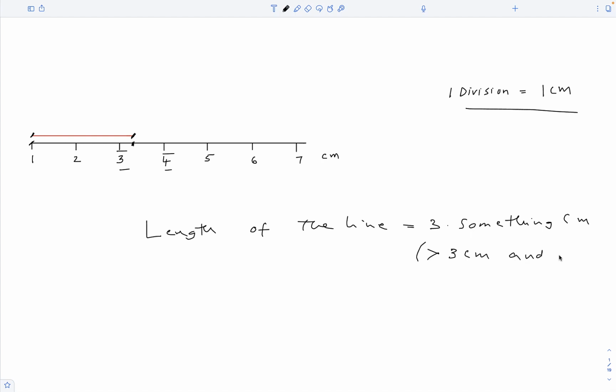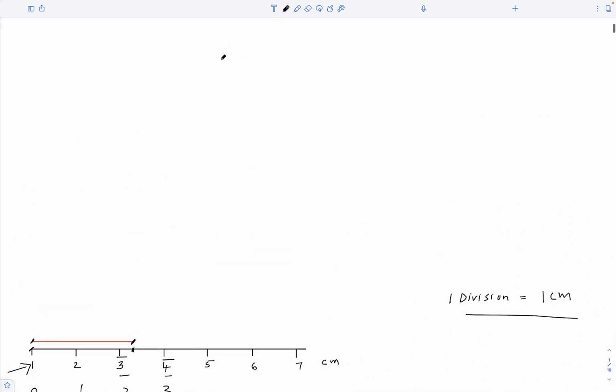But if you observed this scale carefully, you would understand that this measurement is wrong, because the numbering on the scale must start with a 0, but it has started with a 1. So the actual length of the line is between 2 and 3 centimeters, or it is 2 dot something centimeters. So because of this wrong numbering on this scale, the measurement we obtained is wrong or erroneous. Such errors are known as systematic errors.